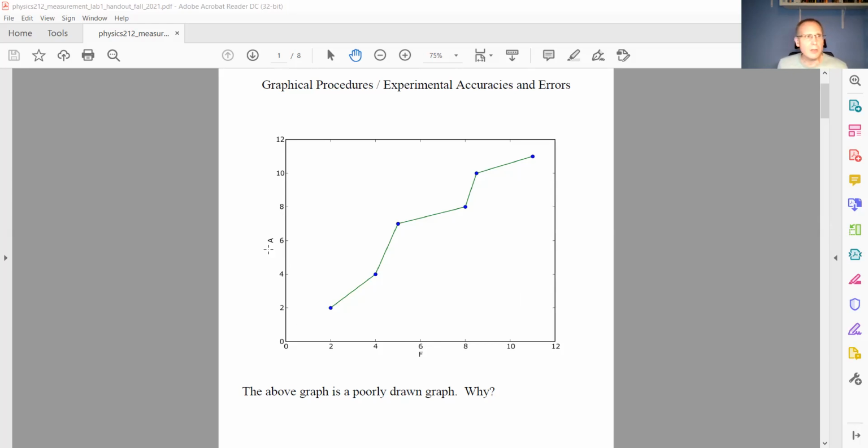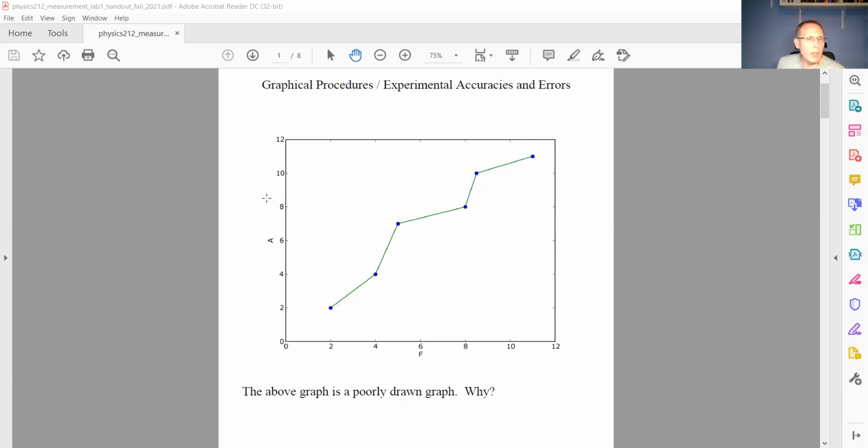Along with labels, you need to have units, right? So what are the units of force? Maybe newtons, maybe pounds, right? So you want to make sure you have units. And the same thing for the y-axis here, acceleration. Let's say it's meters per second squared.